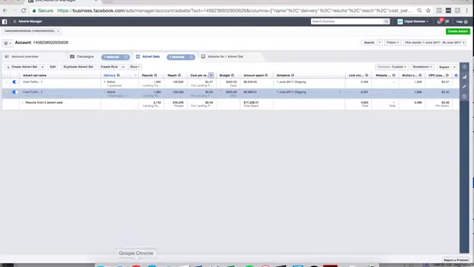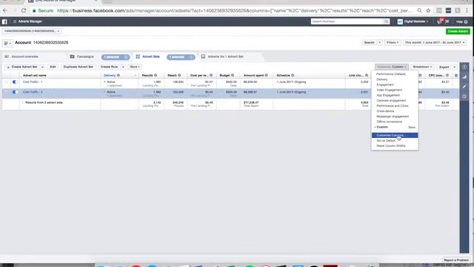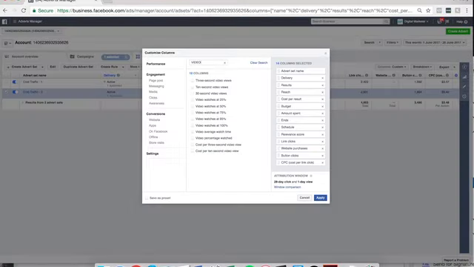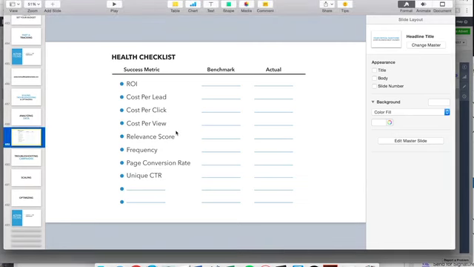Cost per view, obviously we're not running a video campaign here, so that can also be found if you type video. There are a ton of options here for you to use as a success metric: 3 second, 10 second, 30 second, 25, 50, 75. So these are all available columns here for you.